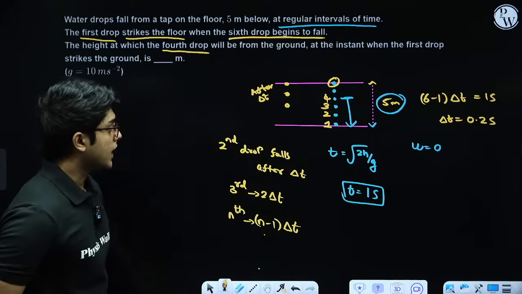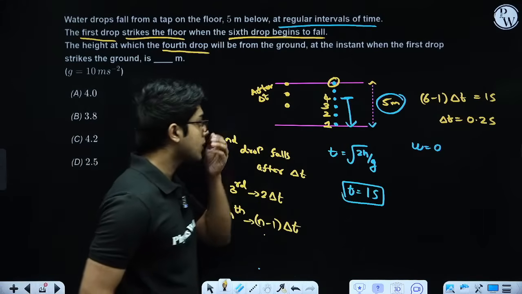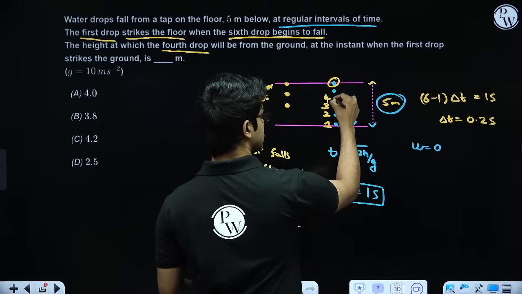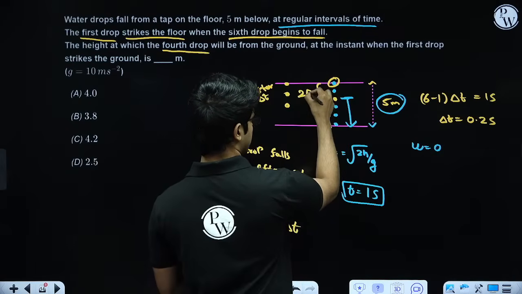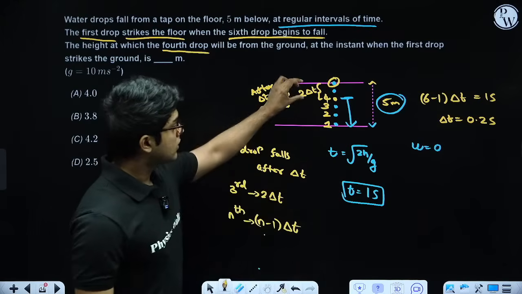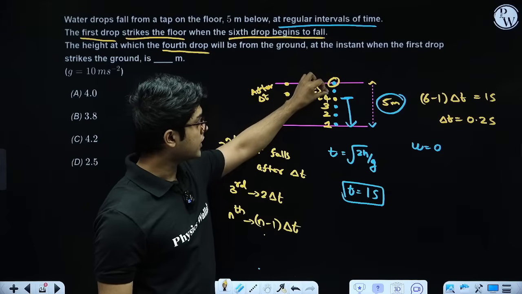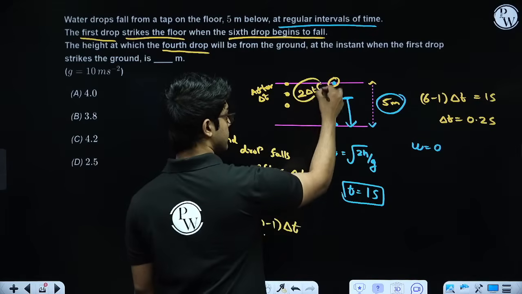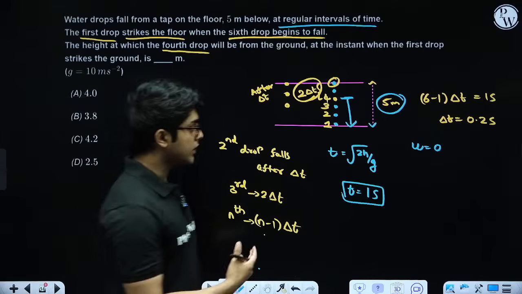So how much time has passed since the fourth drop came out? The answer is, the fourth drop so far has spent a time of 2 delta t, right? So the fourth drop before 2 delta t seconds was over here. After delta t it is here. After delta t it is here. So right now the fourth drop has spent a time of 2 delta t falling. What is delta t? 0.2.